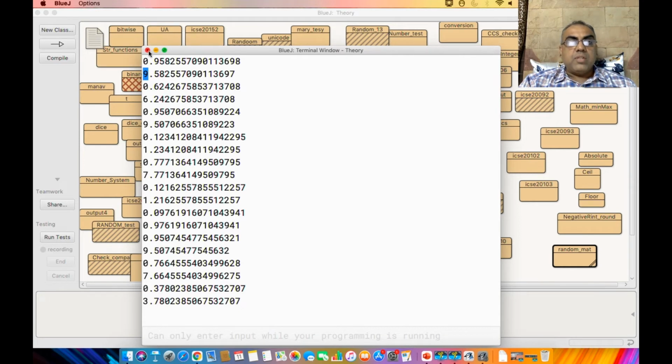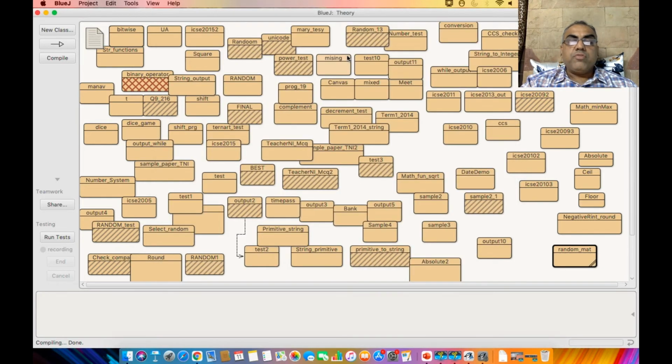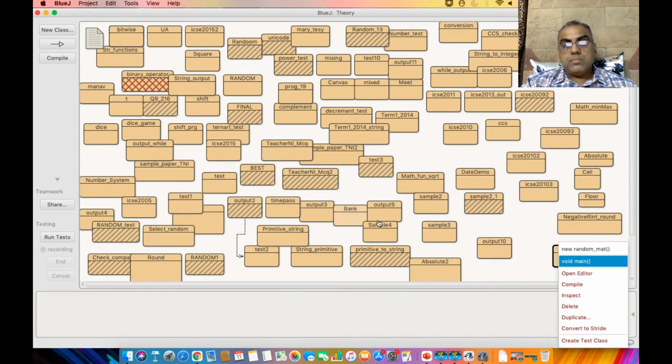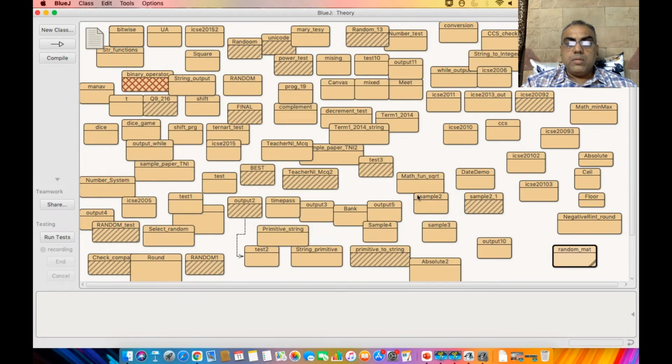Now if you apply the same thing, if you apply explicit cast, I'm sure you must have gone through the explicit cast video. So I'm going to explicit cast. I will get a range of values from 0 to 9. See here. Oh, sorry. One moment.